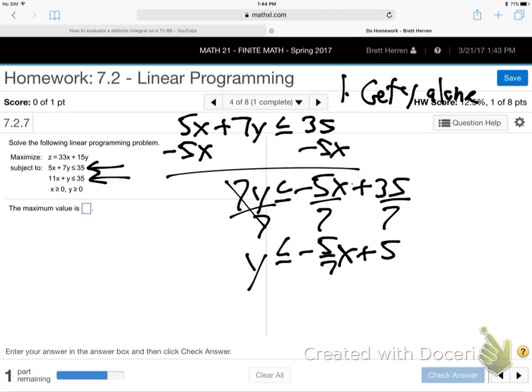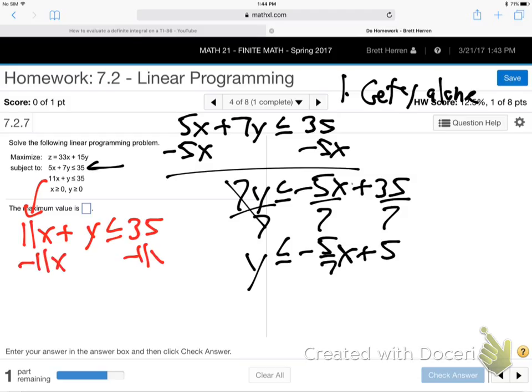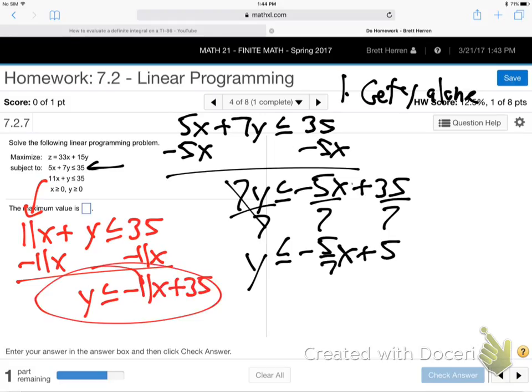Now, we're just going to put in equals. There's actually a special thing you can do. Maybe I'll show you both. So that's the first equation. Let's do the second. Let me get them both ready, then we'll put them both into our calculator. So there's the first equation. Let's grab the second: 11x plus y less than or equal to 35. Same deal. Get y alone. So I'm going to subtract 11x from both sides. And there we go. So we got y alone in both cases.